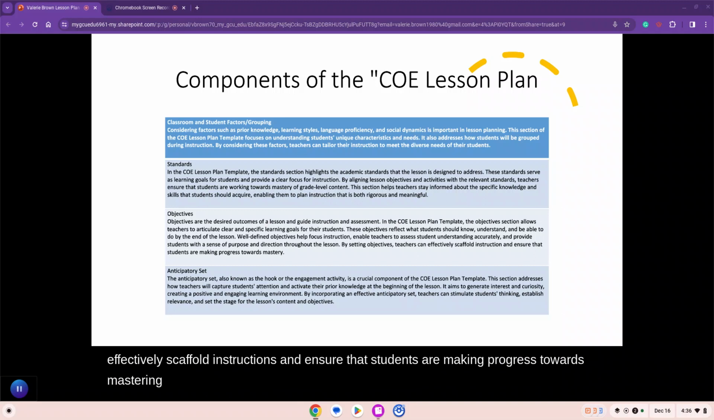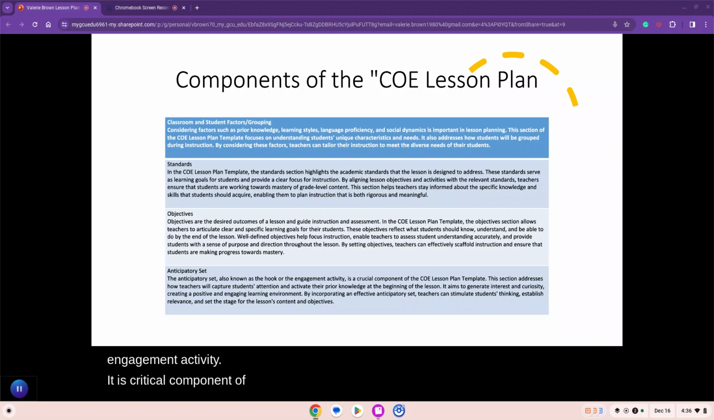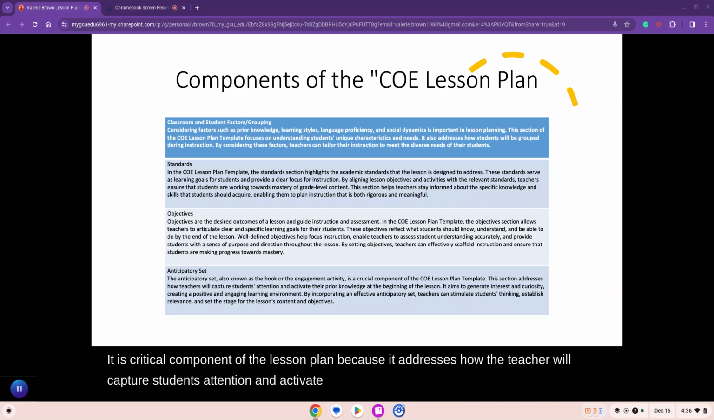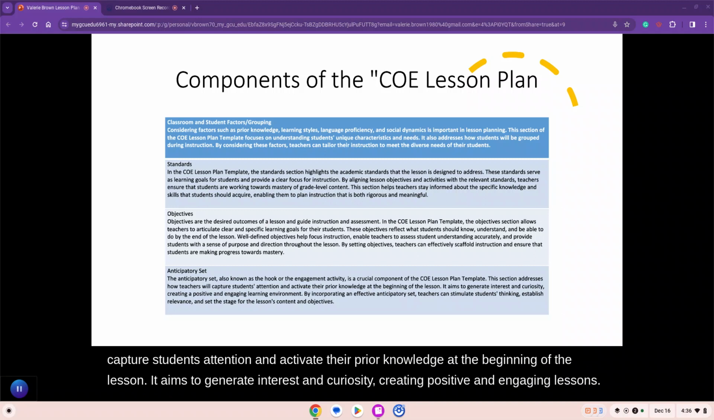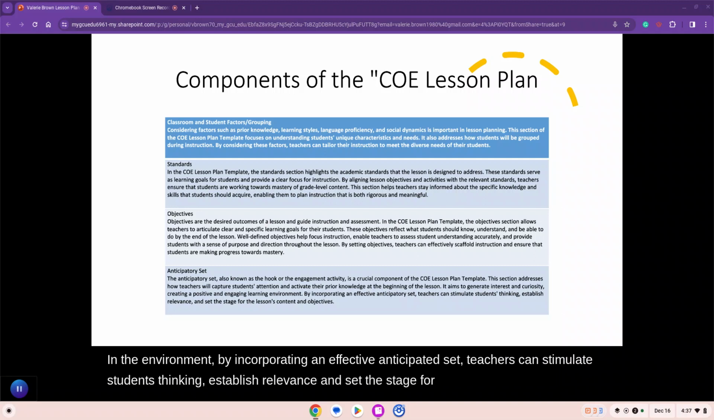Here is a term that we did not really go over, but it is a very important term. It is called anticipated set. Anticipated set is also known as the hook or engagement activity. It is a critical component of the lesson plan because it addresses how the teacher will capture students' attention and activate their prior knowledge at the beginning of the lesson. It aims to generate interest and curiosity, creating a positive and engaging lesson environment. By incorporating an effective anticipated set, teachers can stimulate students' thinking, establish relevance, and set the stage for the lesson's content and objectives.